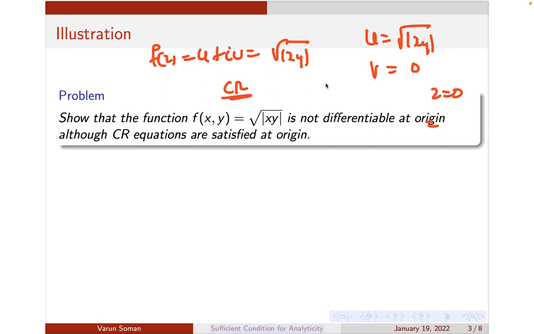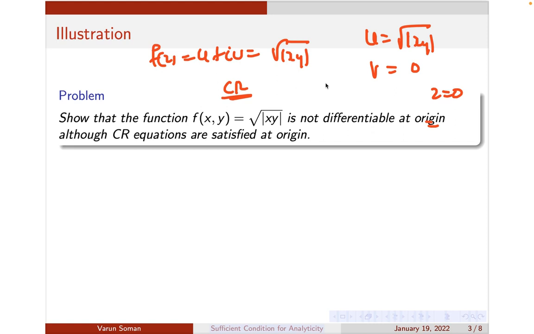By taking ux, uy, vx, vy, we will check whether this function satisfies the CR equations. Since this is not a nice function, you cannot take the derivative directly because there is a modulus sign inside. So directly we can't take the derivative, and we will apply the derivative formula.